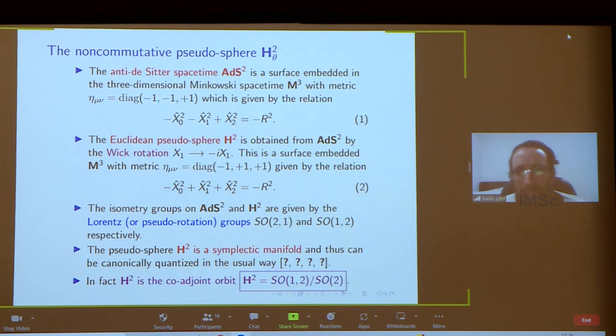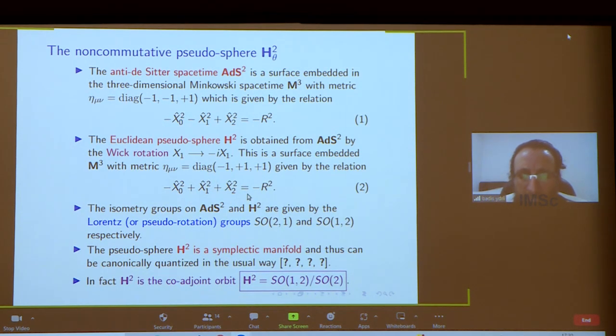Let me start by giving a brief discussion of the non-commutative sphere or non-commutative Euclidean AdS2. This is the quantization of a symplectic manifold. It has a symplectic structure which can be quantized in the usual way. And the answer is a non-commutative space given by certain irreducible representations of the group SO(2,1), which is the isometry group of H2. So the isometry group gives me AdS2 as embedded in 3-dimensional Minkowski space. So this is our AdS2.